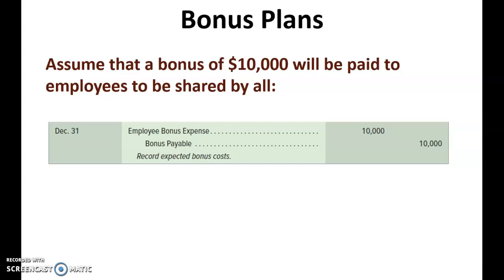Let's talk about bonus plans. Assume that a bonus of $10,000 will be paid to employees to be shared by all employees. Well, at the end of the year, we're going to need to accrue the bonus. Debit employee bonus expense, $10,000. Credit bonus payable, $10,000.